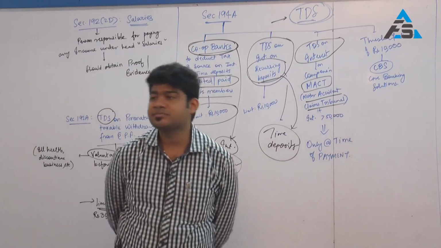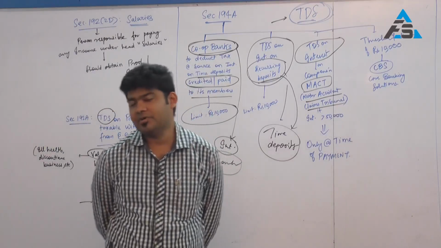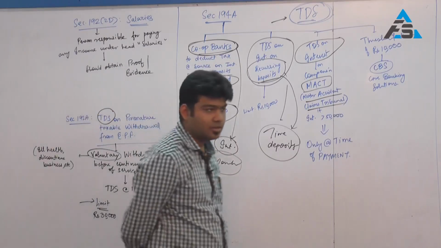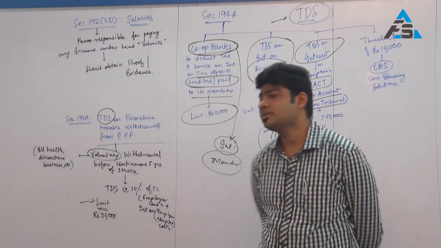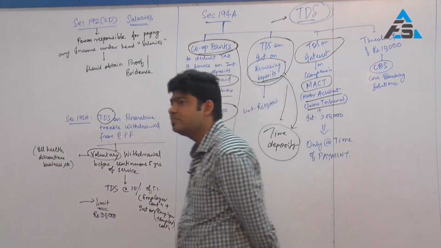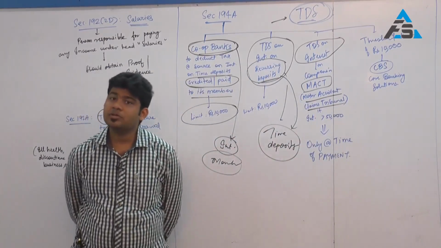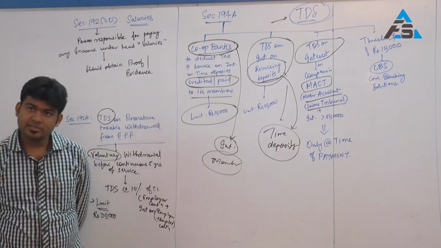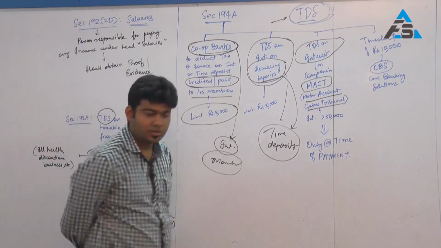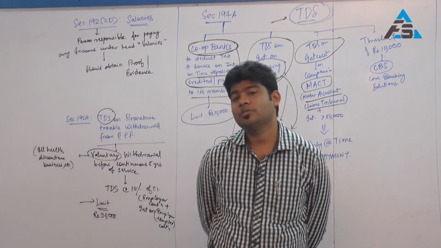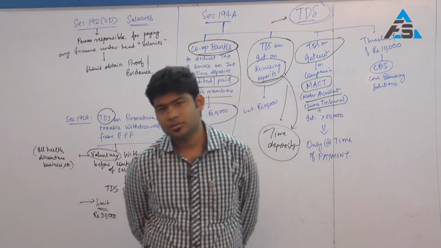Whoever wins the case will take the amount. So suppose there is me and an insurance company, and between us the insurance company has kept the insurance claim amount with the bank. If I win the case, I will get the claim amount. If the insurance company wins the case, the insurance company will get the claim amount. Fair enough. But what about the interest? What about the interest on that deposit?